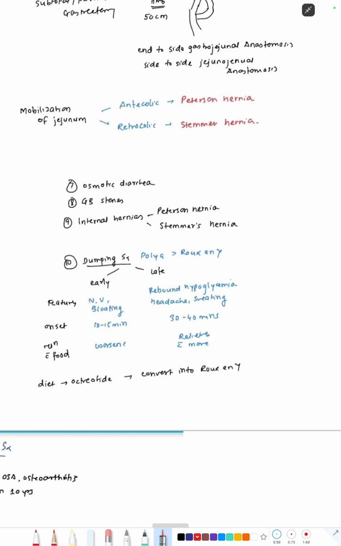For that, first you have to do diet modifications. If not, octreotide, or if still it's not working, then you have to convert this Billroth 2 or the Polya procedure into a Roux-en-Y procedure.